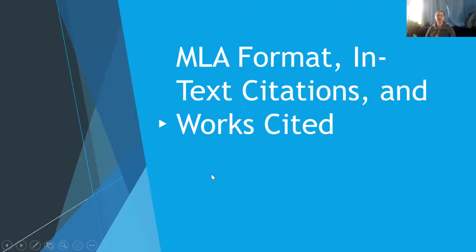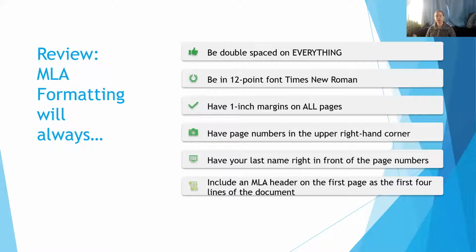So we're going to do a quick MLA format review, then we're going to look at in-text citations, and finally that works cited page. Remember, MLA, everything has to be double-spaced, 12-point font Times New Roman, 1-inch margins all the way around the page, numbers in the upper right-hand corner, your last name in front of those page numbers, and have an MLA header on the first page as the first 4 lines. It doesn't go in the header. Let's do a quick review on a random document.